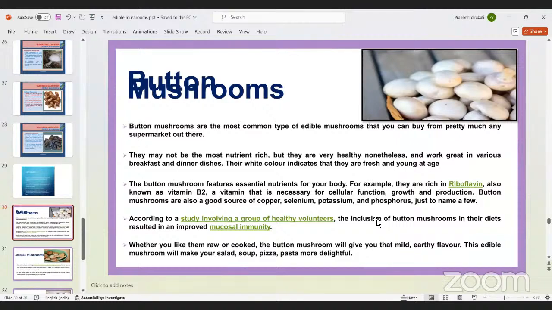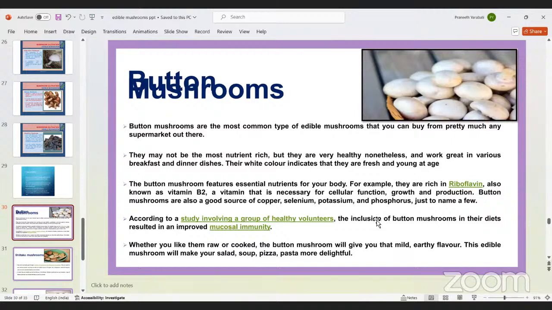So here, some about the button mushrooms. These are the most common type of edible mushrooms that you can buy generally in the supermarkets. They may not be the most nutrient rich, but they are very healthy.